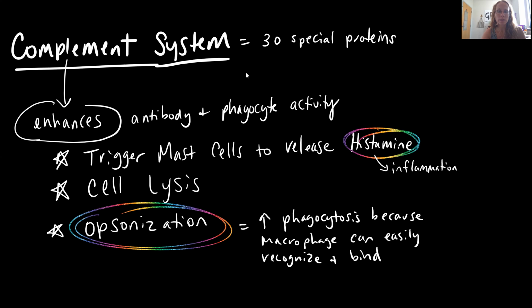It can trigger cell lysis, so the rupturing of that abnormal or antibody tagged cell, or it can do what's called opsonization. And I had a student, several semesters ago now, who said, oh, it's kind of like salt and pepper. It's making that pathogen tastier to those phagocytes. Opsonization is increasing the phagocytosis, making it easier for the macrophage to recognize and bind that it's a foreign cell that needs to be removed.